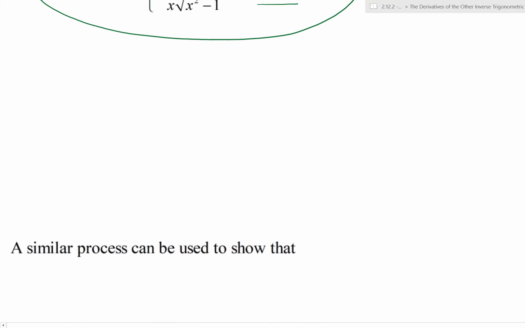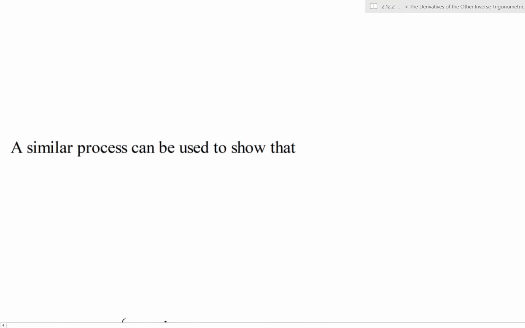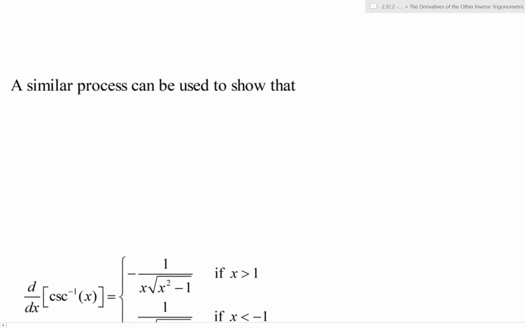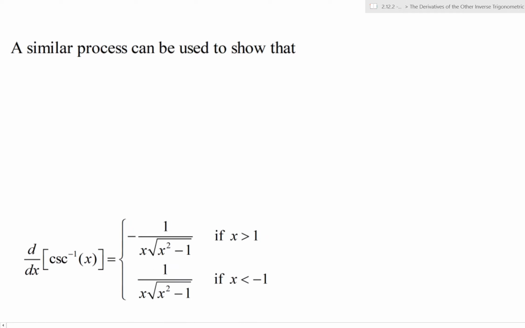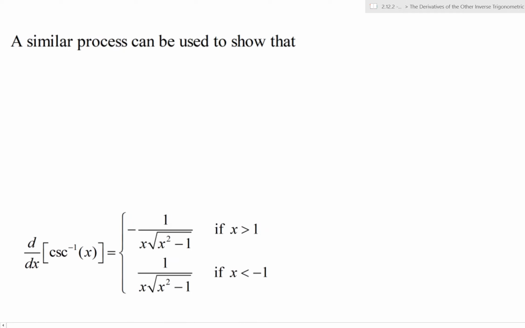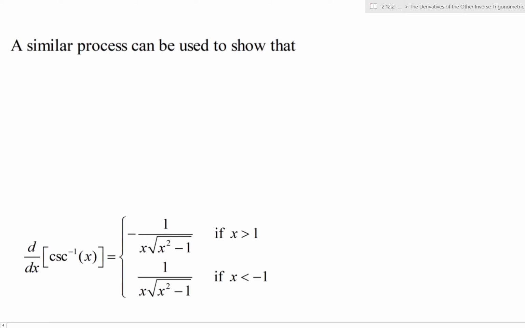Now, assuming that we do the same thing for the arc cosecant and the arc cotangent, we will come up with some results as follows. The derivative of the arc cosecant, or the cosecant inverse function of x, with respect to x, is right down here. It looks a lot like the secant inverse derivative, except the negative sign is flipped to where it occurs.